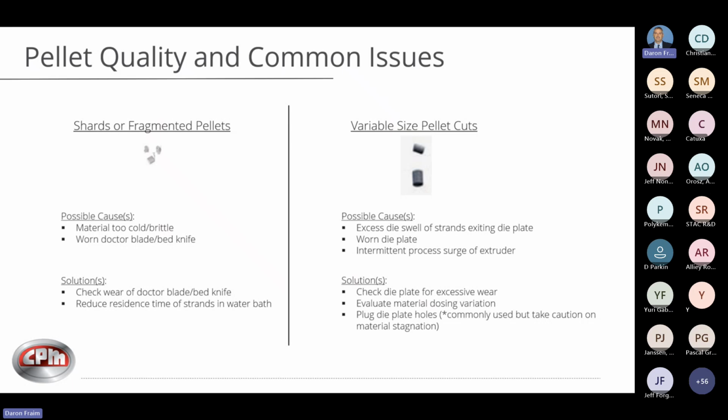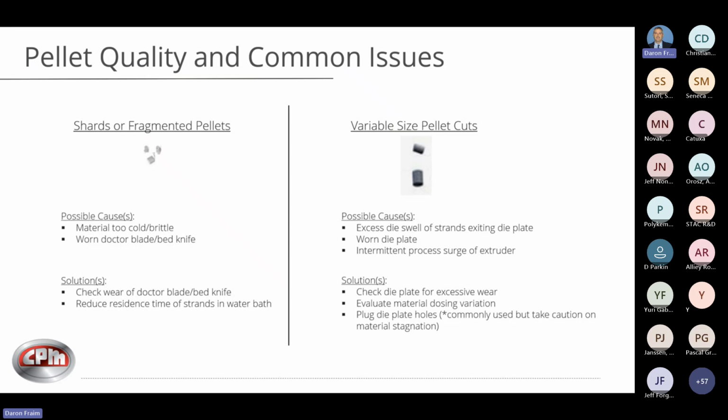Shards or fragmented pellets. A lot of times, fragmented pellets can be many times your tempering of the strands. It could be too cold, so instead of a clean cut, it tends to fracture, and the impact of the rotary blades can cause fragmentation. Or it could be a worn doctor blade or bed knife as well. So again, check the wear, reduce the residence time of strands in the water bath, and see if you improve your cuts in that sense.